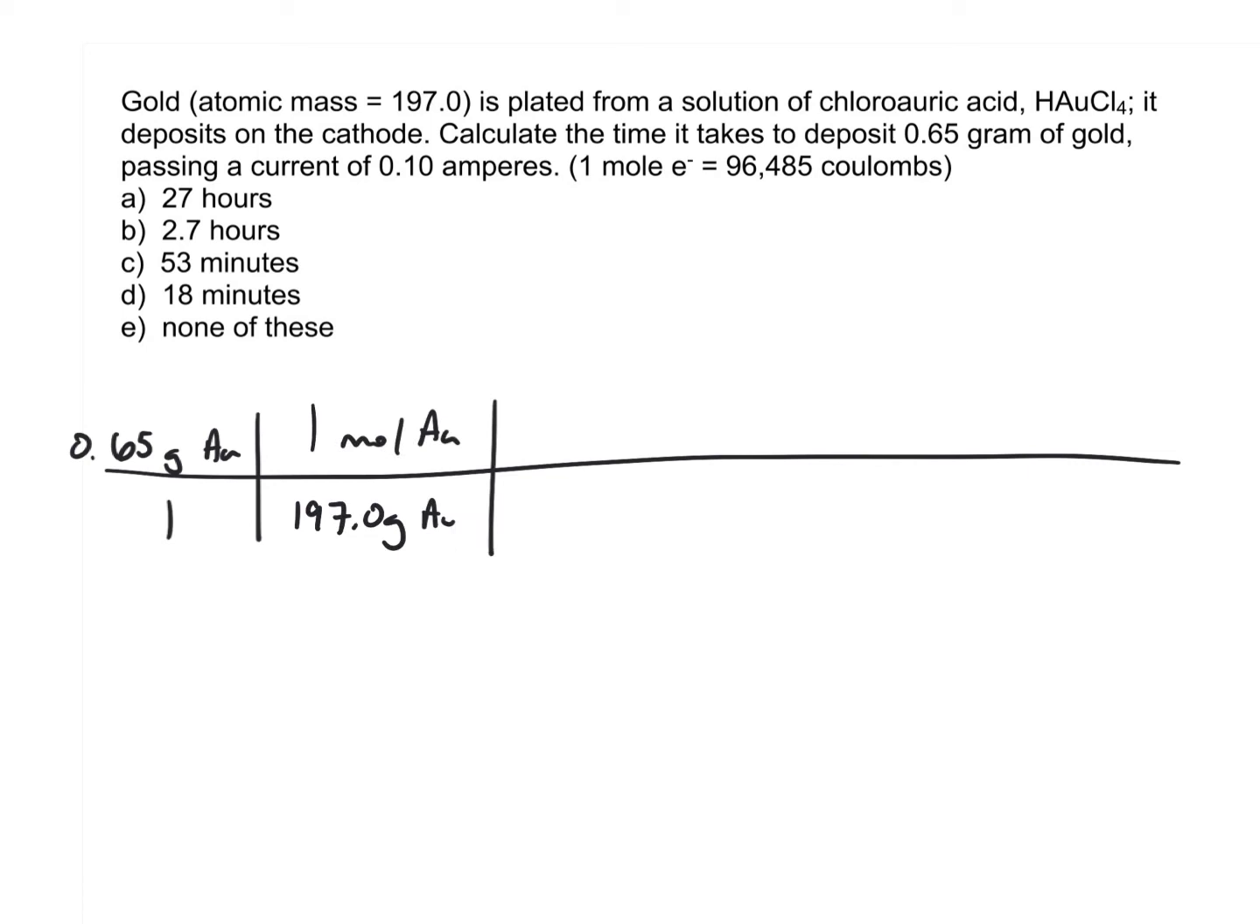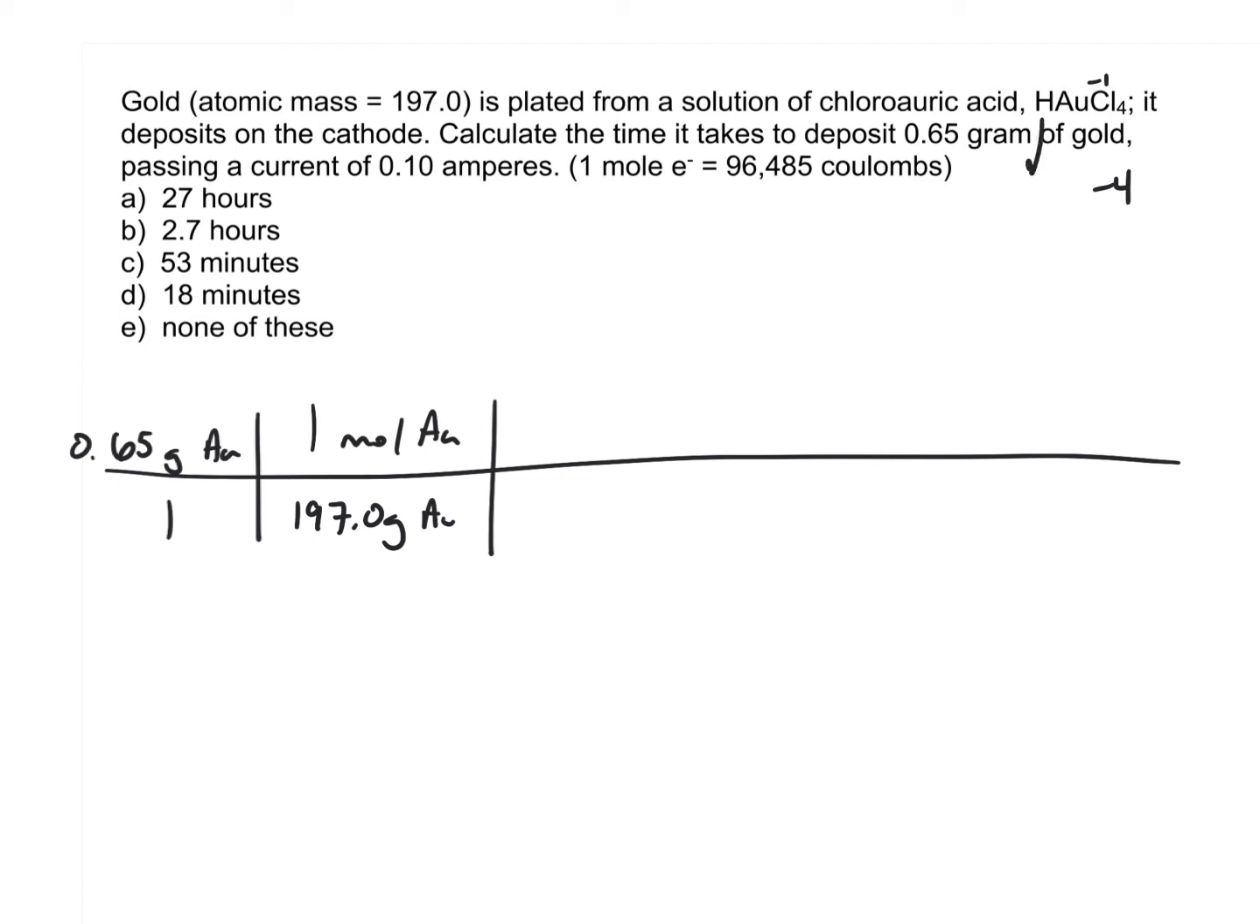Next, I figure out the moles of electrons transferred, but it's not obvious to me at this time. Basically, gold is going to be plated and it has 0 oxidation state. So I got to figure out what's the oxidation number of the gold in this substance right here. Well, each chlorine should be a -1 charge. So if that's the case, then 4 of those is an overall -4.